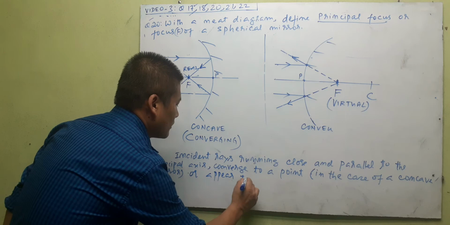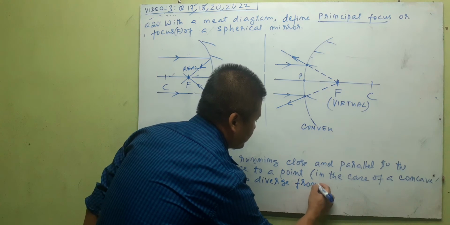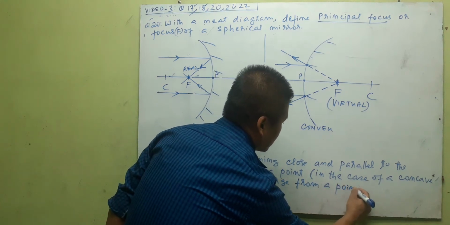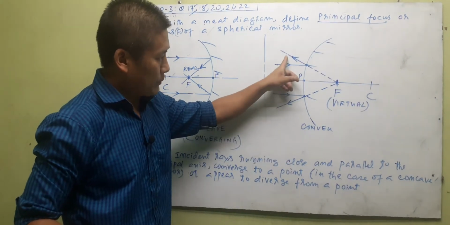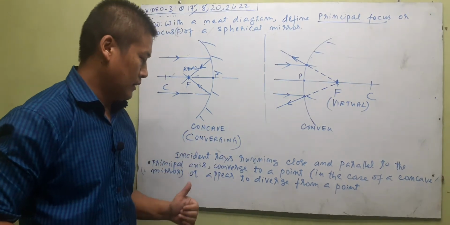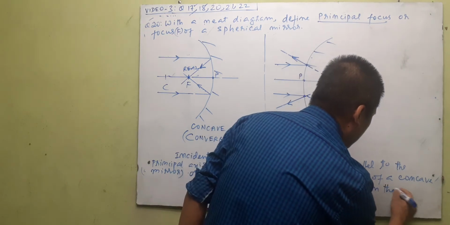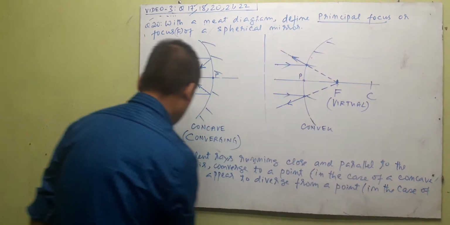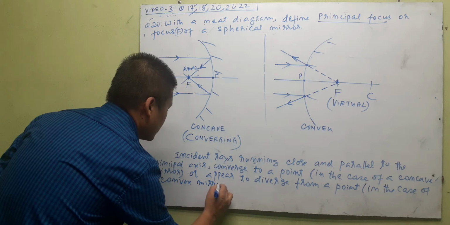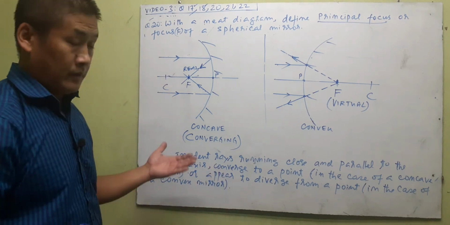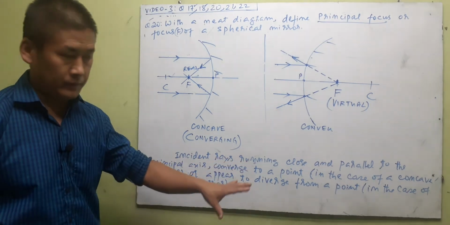or appear to diverge from a point. Okay, see here the two reflected rays appear to, as if, diverge from here. They are not coming from there. Therefore we use appear to diverge from a point in the case of a convex mirror. So in the case of a convex mirror, the reflected rays appear to diverge from a point. In the case of a concave mirror, they actually converge to a point.